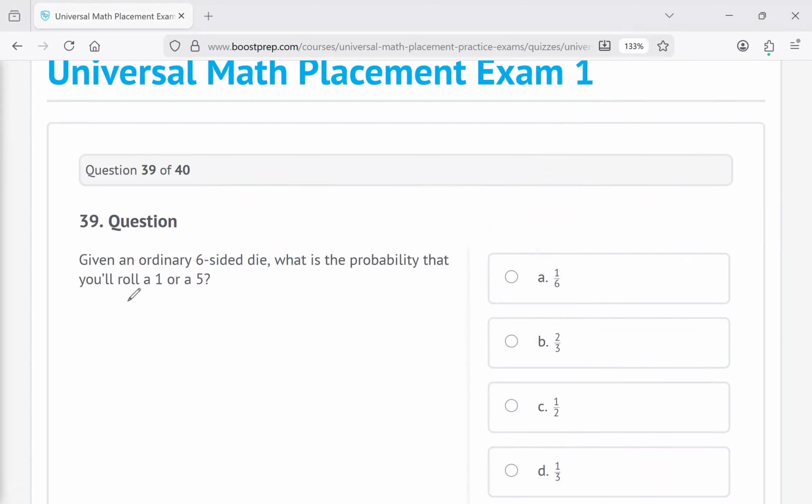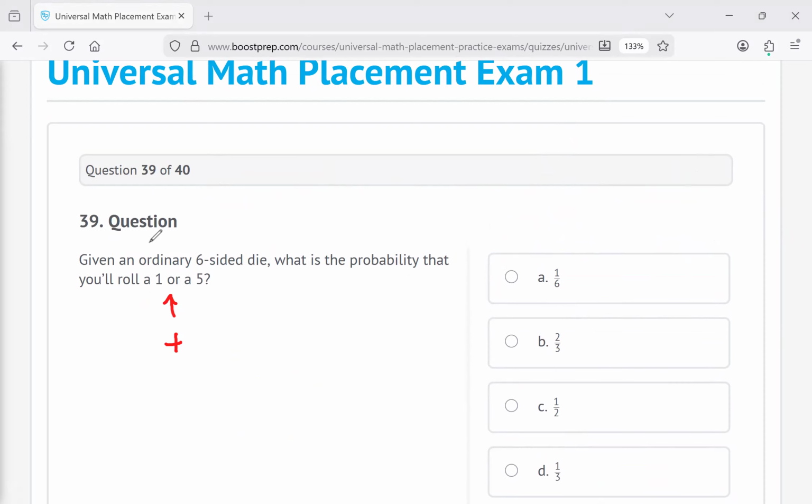Let's see, 39, almost there. Given an ordinary six-sided die, what is the probability of you rolling 1 or 5? So the keyword is or, and I believe if you're dealing with an or probability, you have to do an addition. Yes. So whenever you hear the word or in a probability, it means addition.